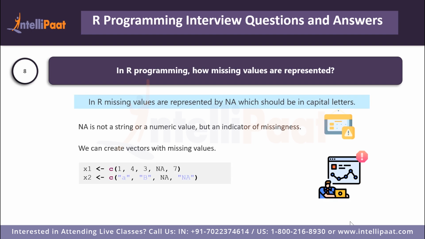In R programming, how are missing values represented? In R, missing values are represented by NA, which should be in capital letters. NA is not a string or a numeric value, but an indicator of missingness. So we can create vectors with missing values. x1 and x2 are the vectors, and the c function is the combine function. Here are the values in the vector x1, including 1, 4, 3, NA and 7. And in the vector x2, there is A, capital B, NA and "NA" as a string also. The values in inverted commas are strings, and the original NA value is simply written as NA.